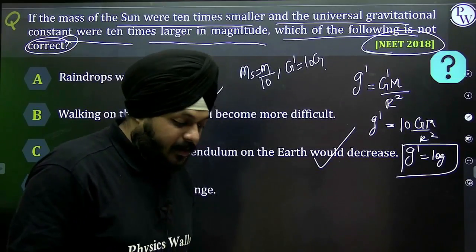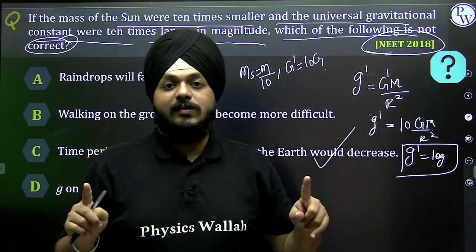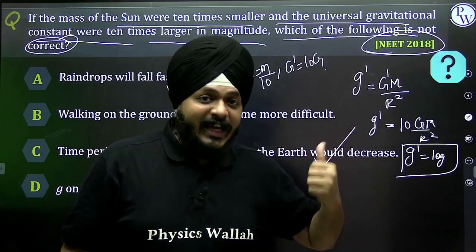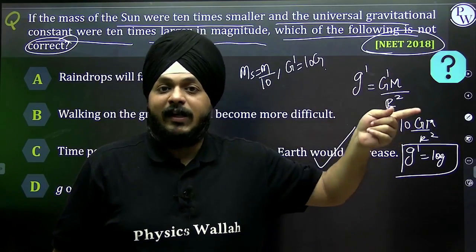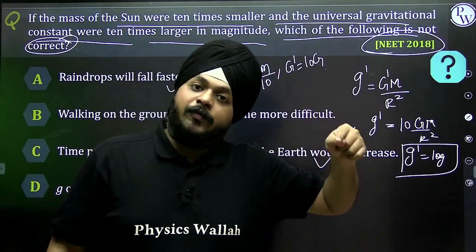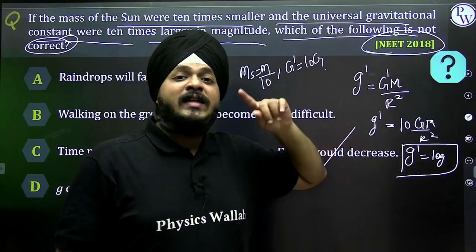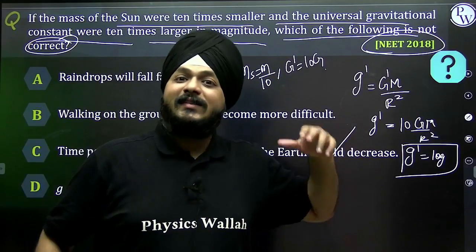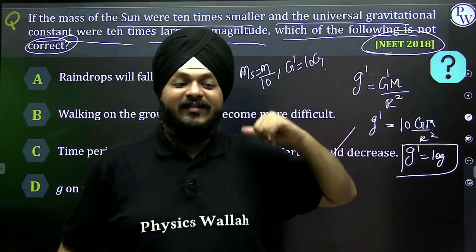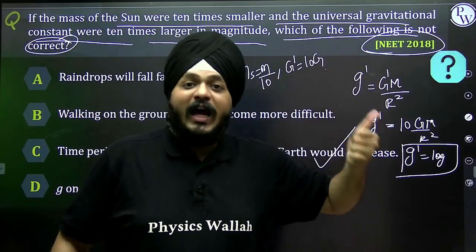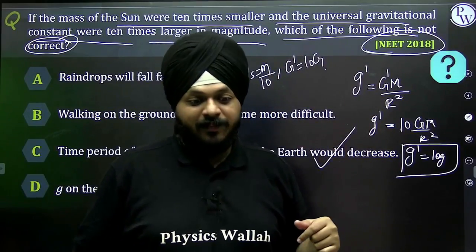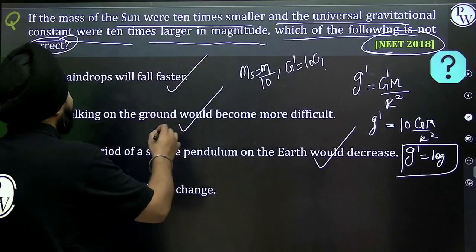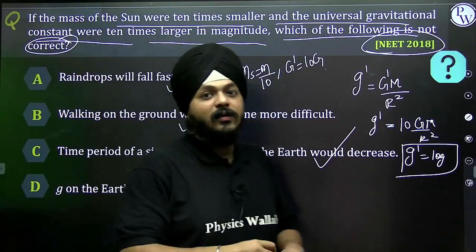Suppose I'm weighing 10 kg. My value of g is increased. Mass is 10 kg, what will be the weight? 100 Newton, if we take the value of g as 10. Now the value of g is 10 times increased, so if mass is 10, then weight is 1000. In the previous case, weight was 100. Now weight is 1000. Now what will happen? If weight is increased, obviously raindrops will fall faster.